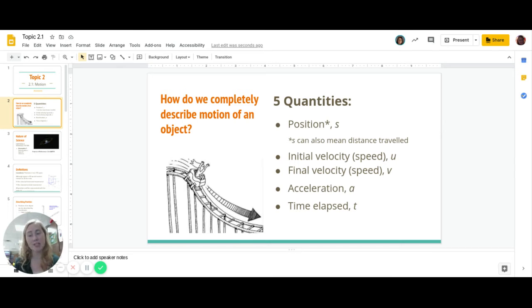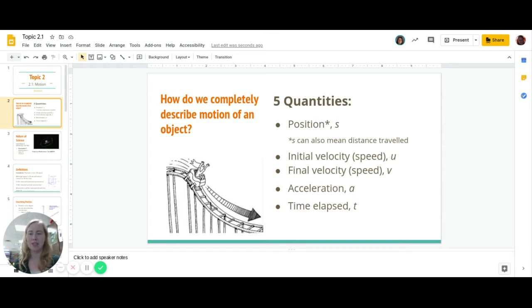We're going to keep track of the position, which is represented by the letter S, but S can also mean the distance you've traveled. Initial velocity, which is U. Final velocity, which is V. Acceleration, which is A. And time elapsed, which is T. Don't write that down yet. We are going to talk about them individually, and so you have more time to write everything you need to know about them.